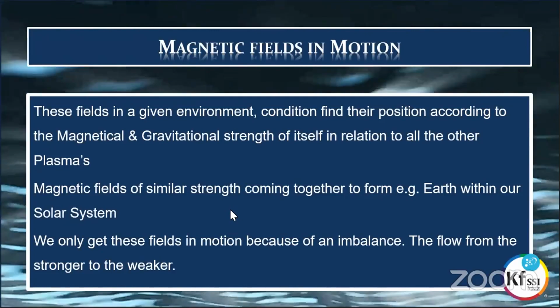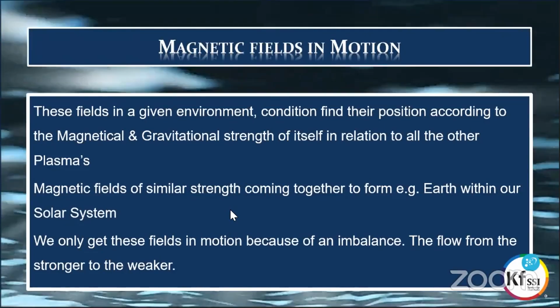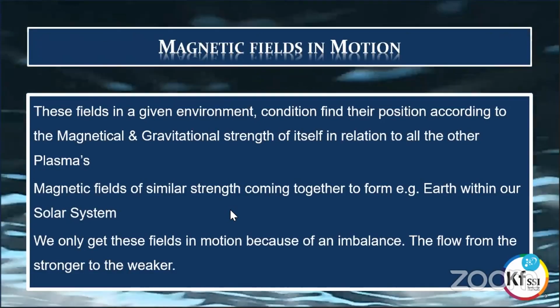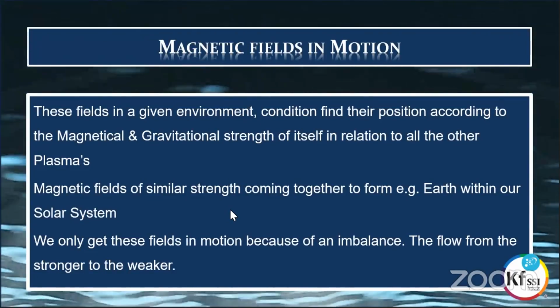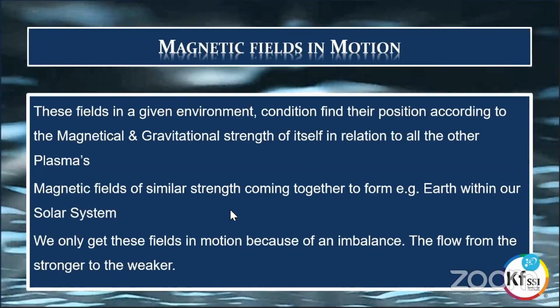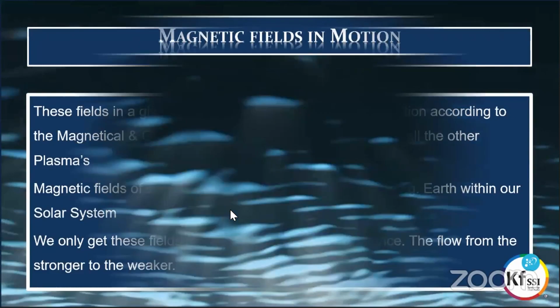So the magnetic fields of a similar strength come together to form, for example, the Earth within our solar system. And we only get these fields in motion because of an imbalance, the flow from the stronger to the weaker.